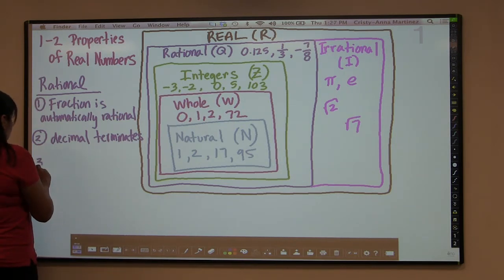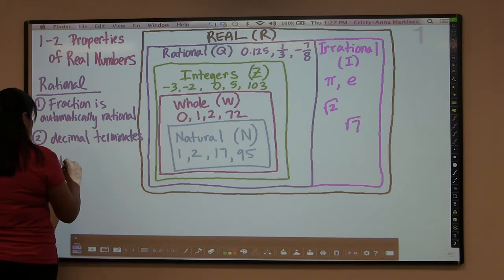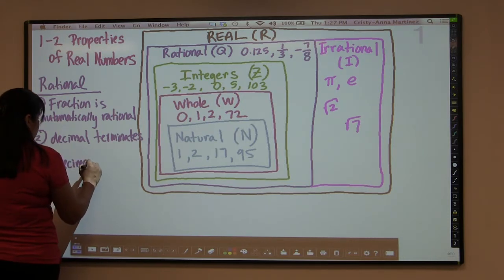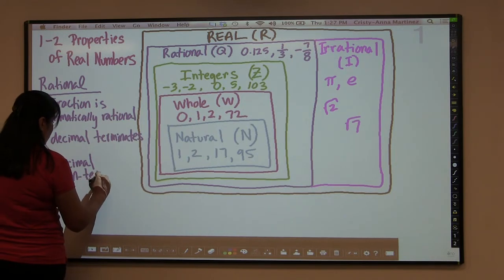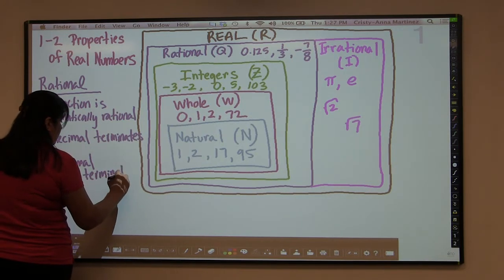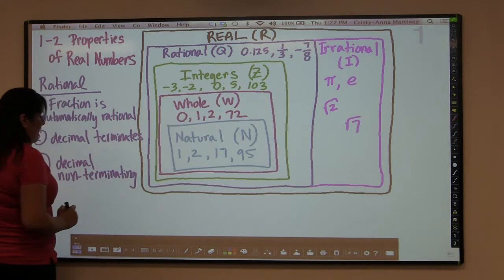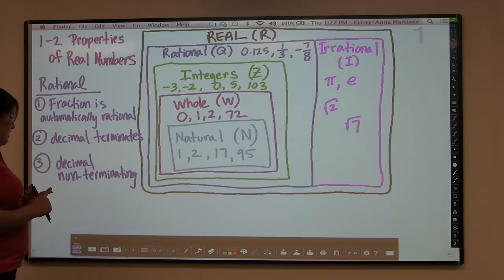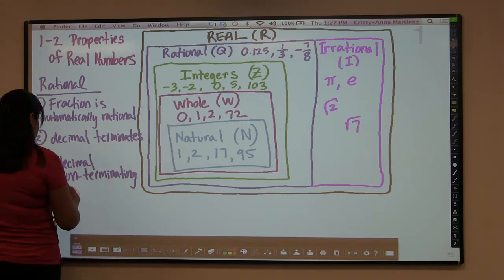The third point that I want to make is that you can also have a decimal that is non-terminating. In other words, it goes on forever. But if that happens, the only way for a non-terminating decimal to be considered rational is for it to be a pattern, so repeating, non-random.